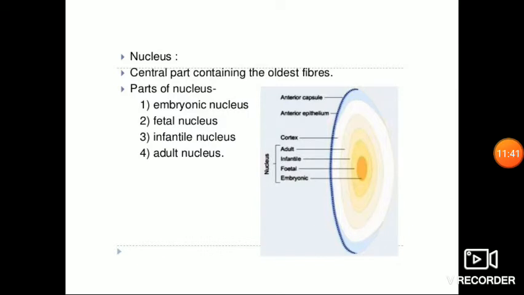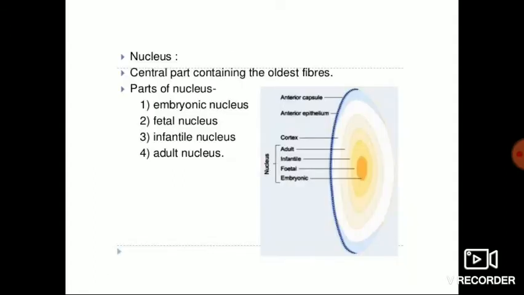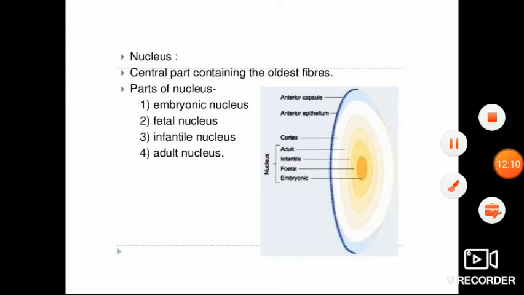The cortex consists of recently formed fibers which lie outside the adult nucleus of the lens. The fibers of the cortex are loosely arranged, whereas the fibers of the nucleus are arranged in a more compact fashion, which is the reason the nucleus is harder in consistency than the cortex. The epinucleus is formed by the zone between the fetal nucleus and the cortex.